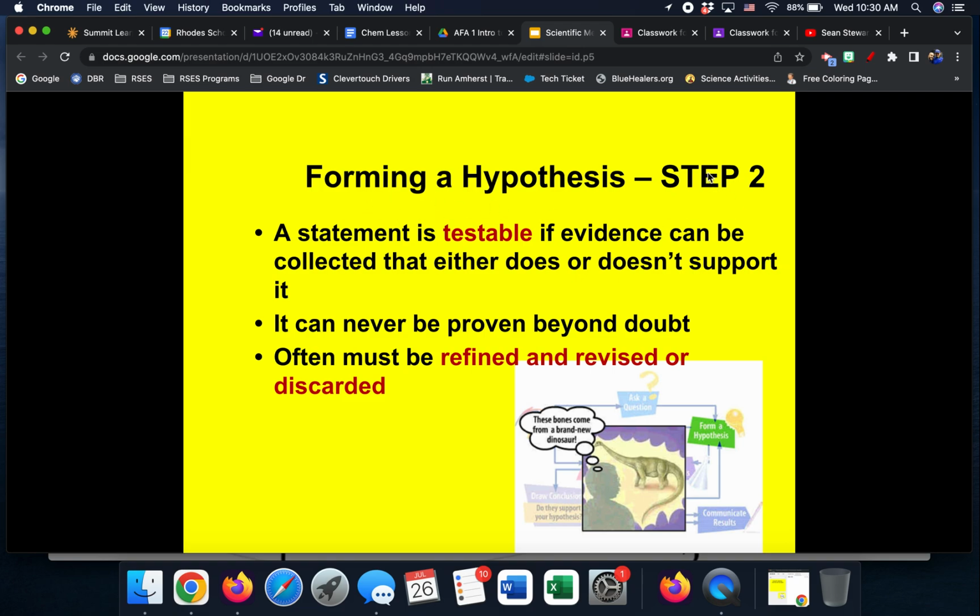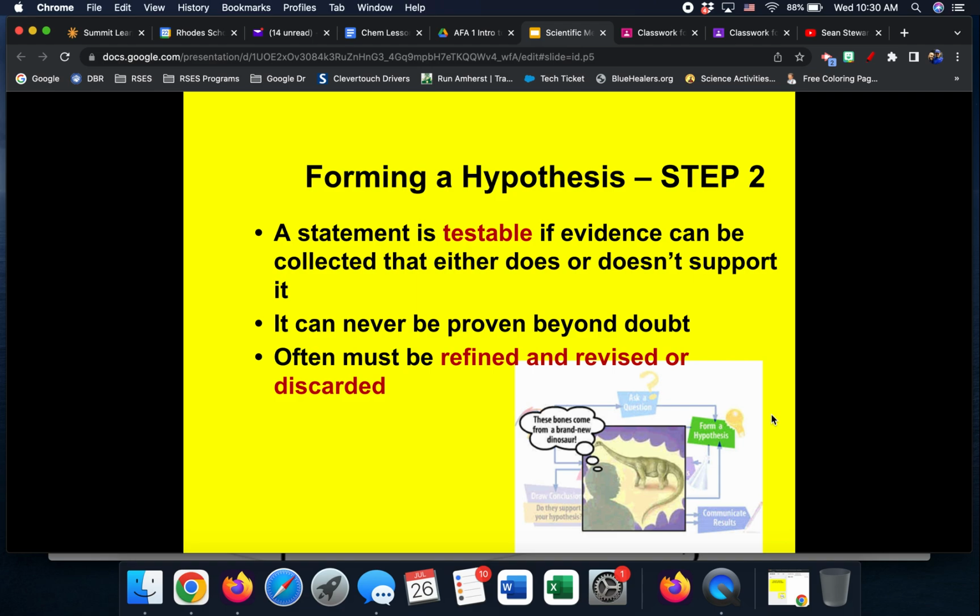In step 2, you form a hypothesis. You've probably been taught that's an educated guess. It's not the best way to learn that. It's okay, it'll let you kind of know what you're doing. But really, a hypothesis is a testable statement that can be supported or not by data that you collect. Oftentimes you'll revise it. It's no big deal if your hypothesis was wrong. You still learn something, but the key is it has to be testable.